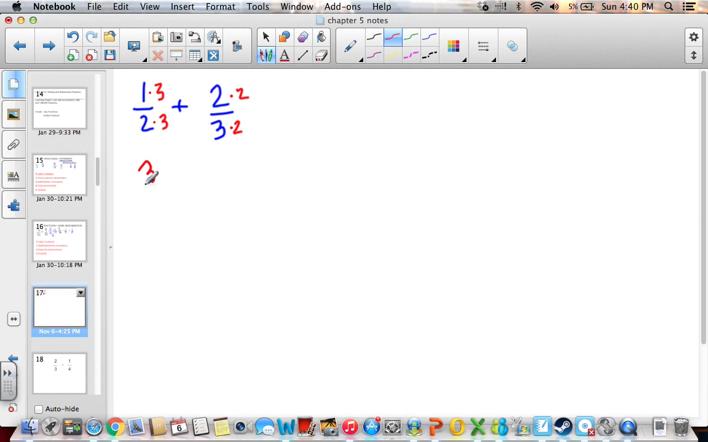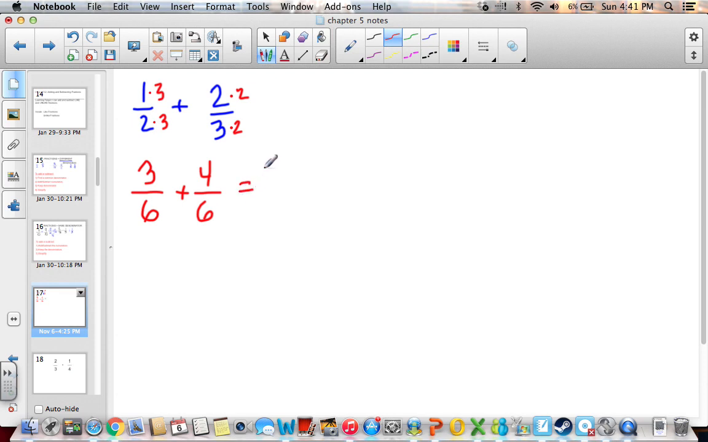So I'm going to rewrite it so I stay nice and organized. If I try to do it in my head, sometimes I could make a mistake. So it's really worth that extra second to go ahead and rewrite it. So then I have 3/6 plus 4/6. Notice that I multiplied both my numerator and denominator by 3 here, but then I did it by 2 here because that's what I needed to do to my denominator to get to 6.